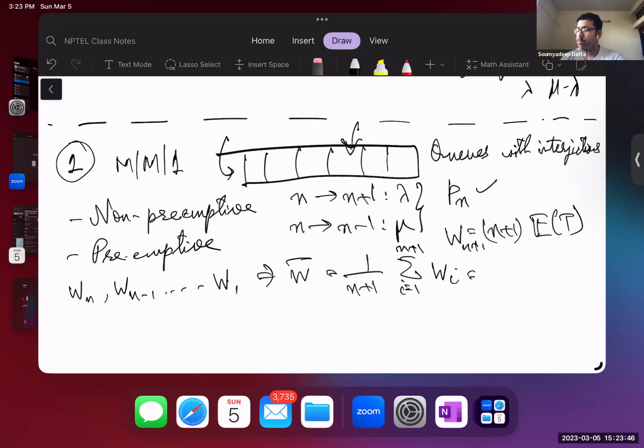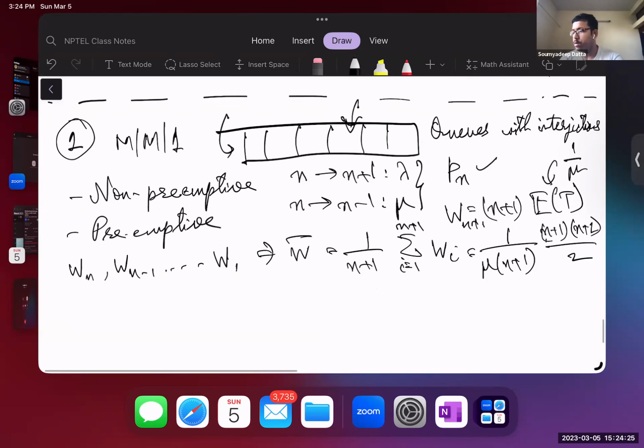This should actually come out to be something simple. This is just an intuitive idea, although I need to think about it a bit. If you take expected waiting time plus expected service time, which should be 1 by mu, then this is 1 by mu times n plus 1 times the sum of natural numbers from 1 to n plus 1. That is n plus 1 times n plus 2 divided by 2. That's the formula. So it should roughly come out to be n plus 2 by 2 mu.